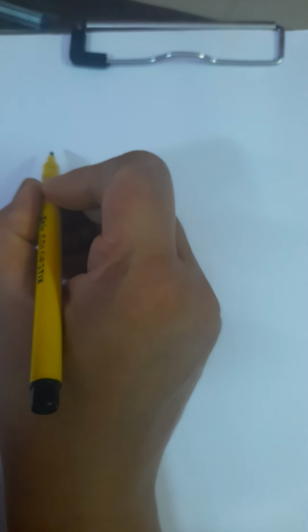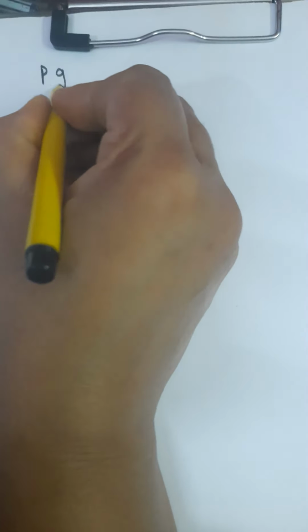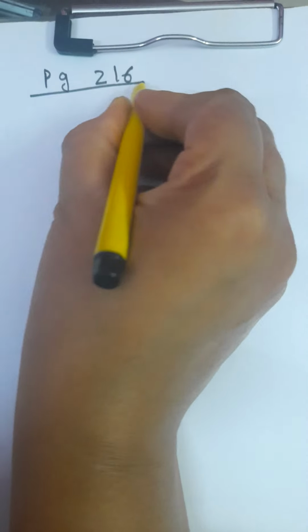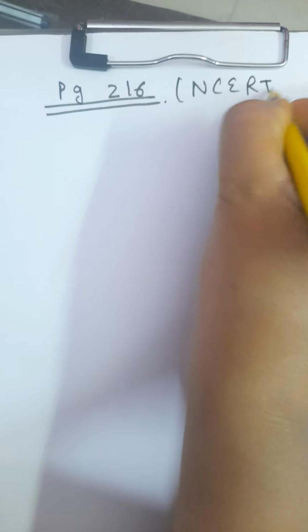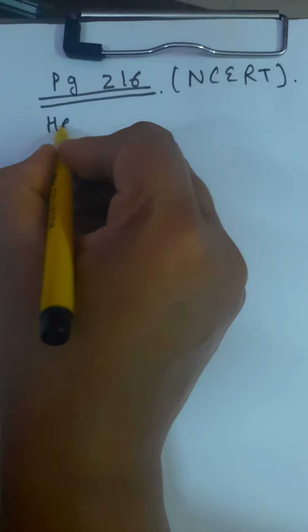Good morning, students. I hope you remember last time we were doing combination of resistances, that is series and parallel, and today I am picking up the next topic from NCERT, that is at page 216. I suggest everybody to read NCERT after I finish this topic. Okay, children? So the topic I am starting today is heating effect of current, right?